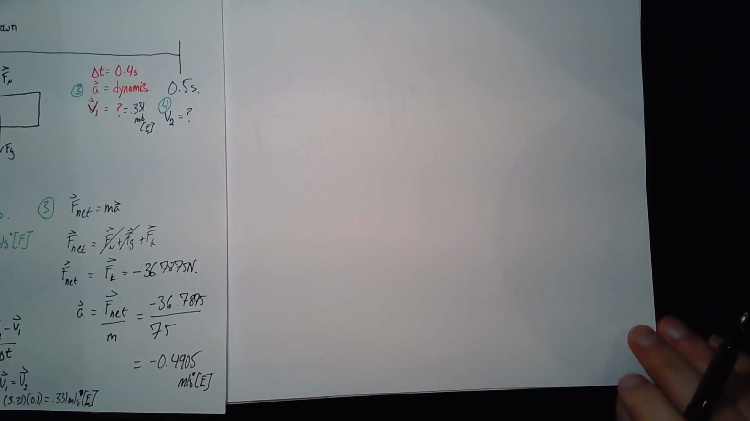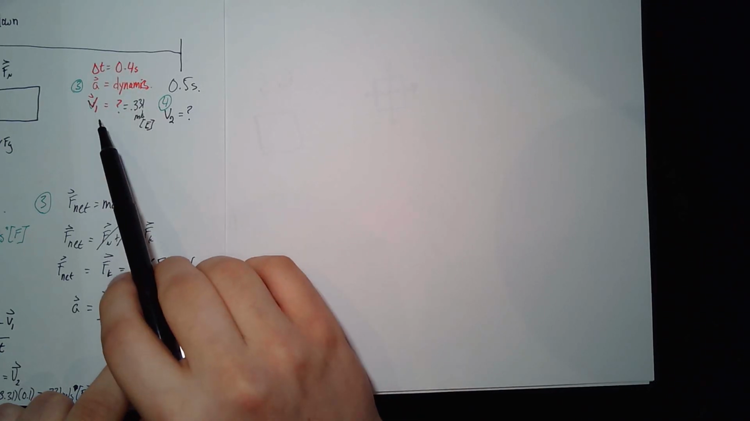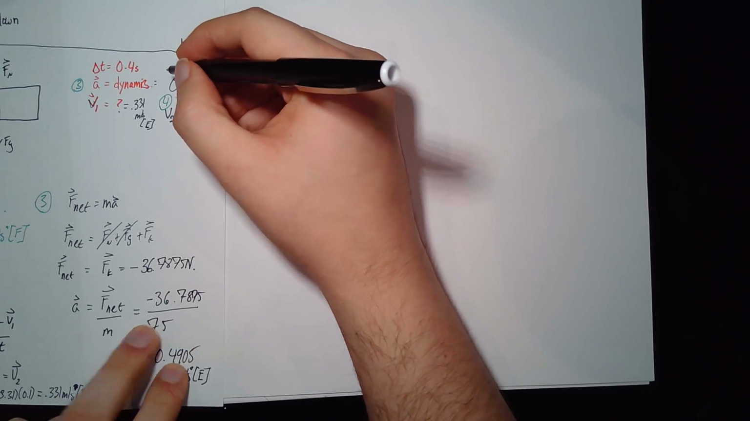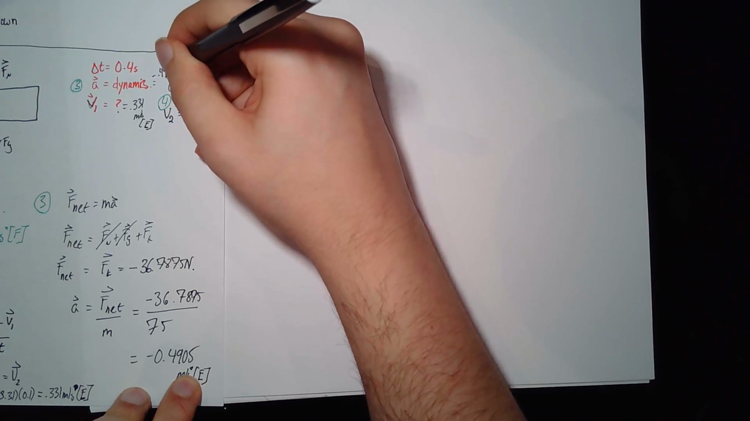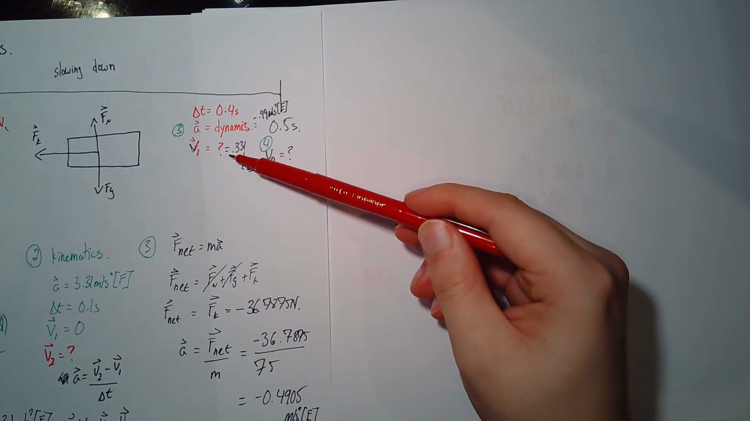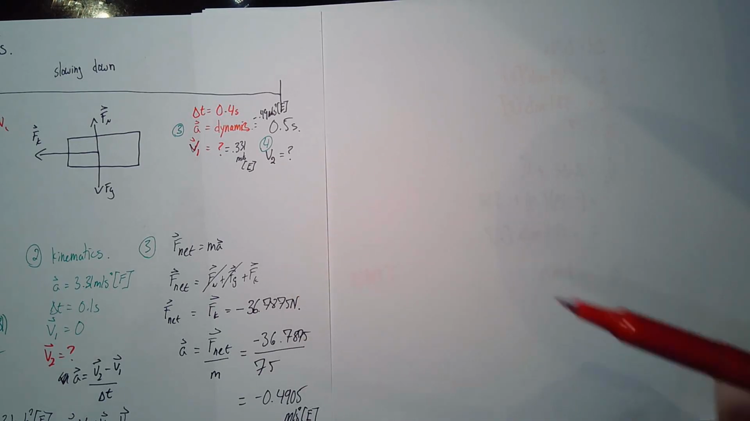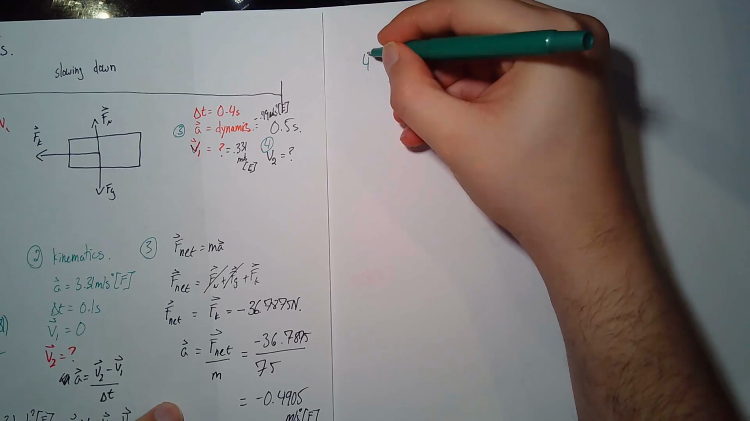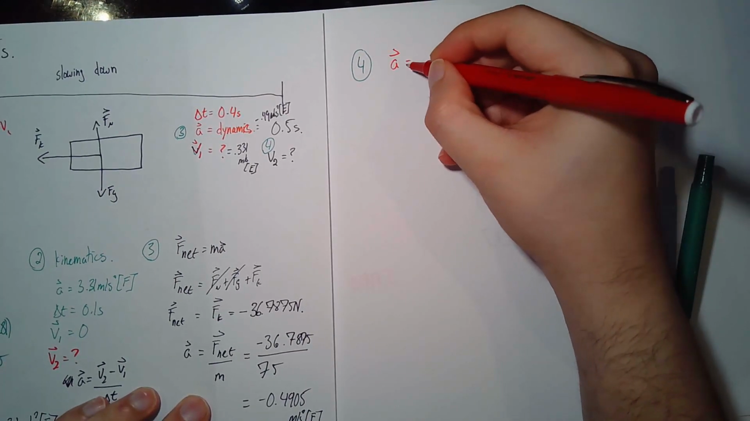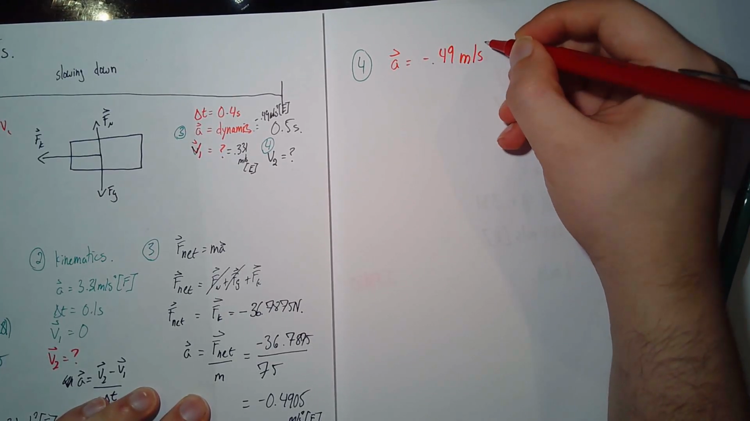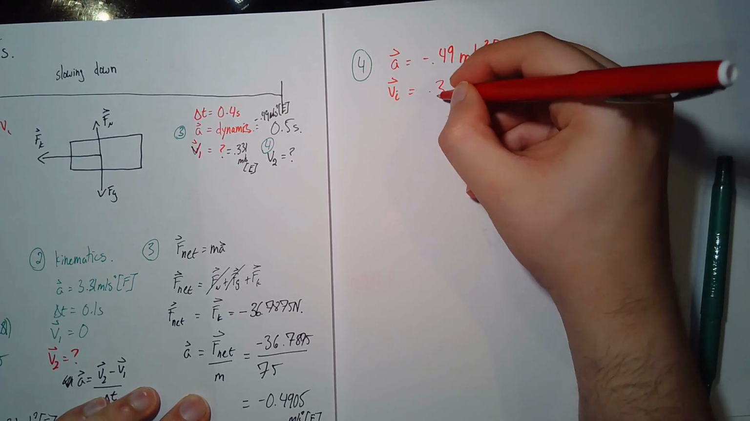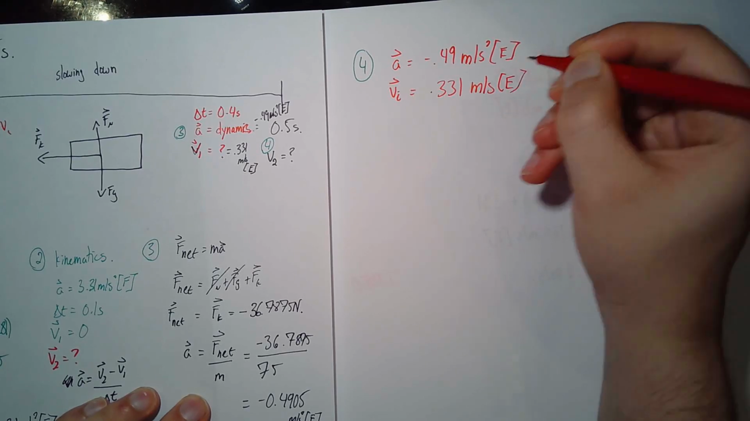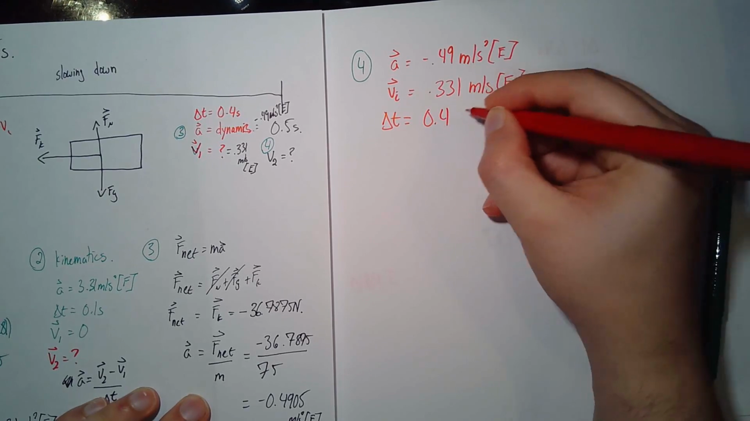Okay, and so now what we're going to do is we have our acceleration, we have our velocity. So now the last step is just a kinematics problem again, right? So this is, let's round that to minus 0.49. So now that we have the acceleration, the initial velocity, and the time, we can figure out our second velocity using kinematics. So our final step, we know that the acceleration is equal to minus 0.49 meters per second squared east. We also know that our initial velocity is equal to 0.331 meters per second east. We also know that our time period is 0.4 seconds.